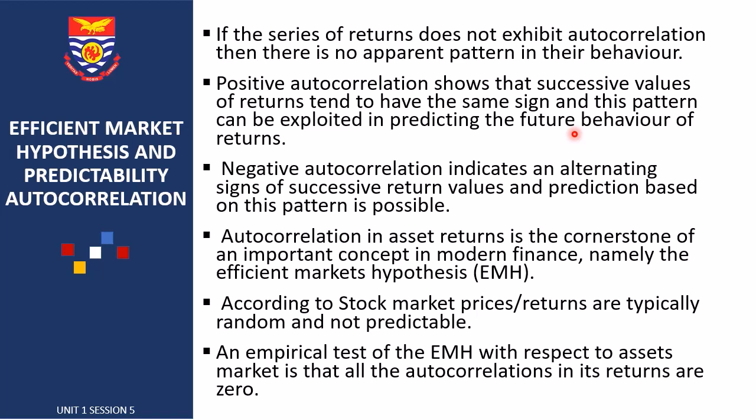An empirical test of the efficient market hypothesis with respect to the asset market simply has to do with the test of autocorrelation. For us to be convinced that the market is efficient, after calculating our autocorrelation using analytical tools like EViews, what we are expecting is that the results should be zero, indicating that there is no autocorrelation in the data set.